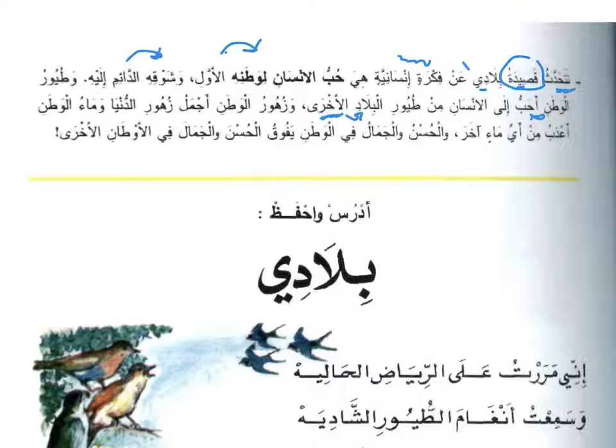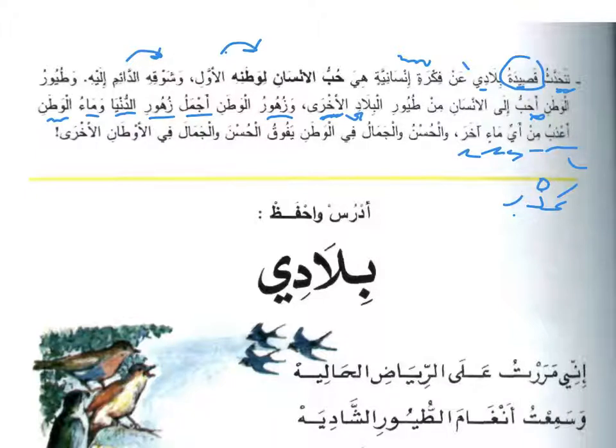وزهور الوطن أجمل زهور الدنيا وماء الوطن أعذب من أي ماء آخر. زهور, the plural of زهرة, flower. So the flowers of the homeland, أجمل زهور الدنيا, the most beautiful, أجمل is a مضاف and a مضاف إليه, most beautiful of the flowers of the dunya, of the world, وماء الوطن, and the water of the homeland, أعذب, is more sweet, from عذب. عذب means to be sweet, right? ماء عذب, sweet water, fresh water, so أعذب, more sweet, من أي ماء آخر, than any other water.